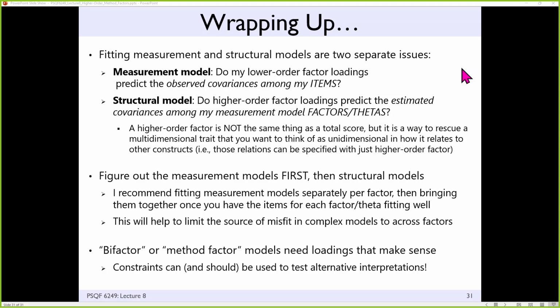But it is a way to rescue a multidimensional trait that you want to think of as unidimensional. You just have to have all the stuff underneath it. So you can have a higher order factor predict stuff. Then you can think of it as if it were a total score, but you don't actually have to build the total score yourself. You can keep it in latent space.